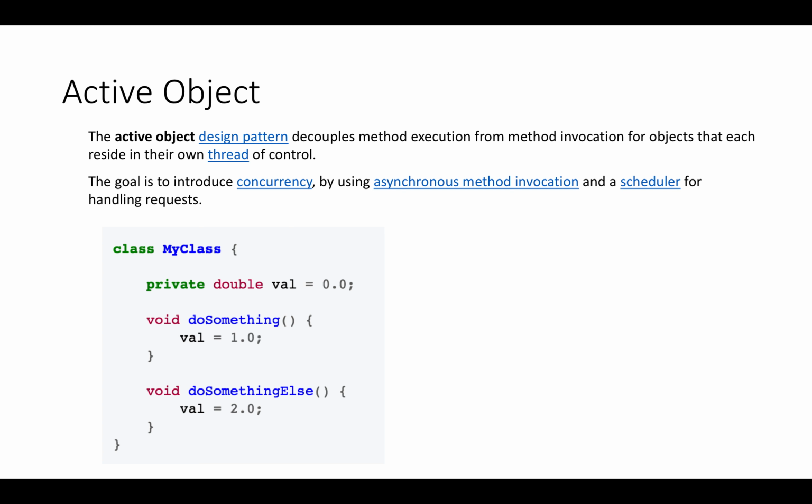So method invocation is practically the same as method execution. Okay, so method invocation and method execution, they are equal. But this design pattern aims to decouple these two things. Now, what do you mean by decoupling this thing?